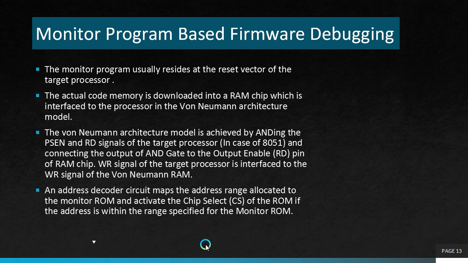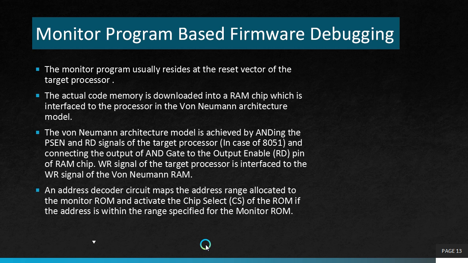The monitor program usually resides at the reset vector of the target processor. The reset vector is the code memory location 000H. The actual code memory is downloaded into a RAM chip which is interfaced to the processor in the von Neumann architectural model. The von Neumann architectural model is achieved by ANDing the PSEN and RD signals of the target processor in the case of 8051 and then connecting the output of the AND gate to the output enable RD pin of the RAM chip. The WR signal of the target processor is interfaced to the WR signal of the von Neumann RAM.